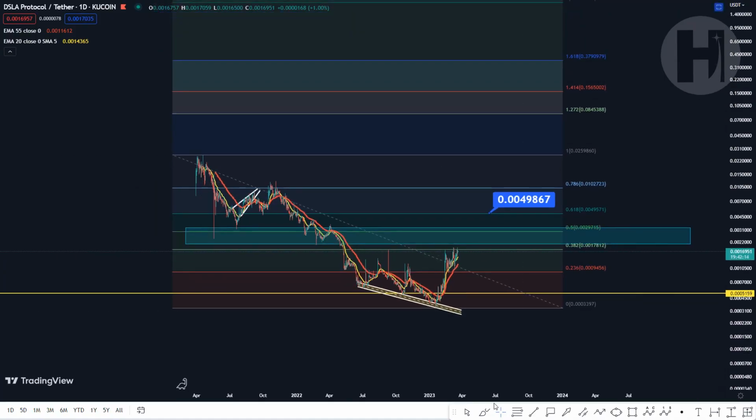Taking a look at the daily chart, we still have the same Fibonacci retracement with the swing high printed in April of 2021 and the swing low printed in January of 2023, so just a few months ago. And as you can see, we have already retraced and we have run into the 0.382 Fibonacci resistance level.